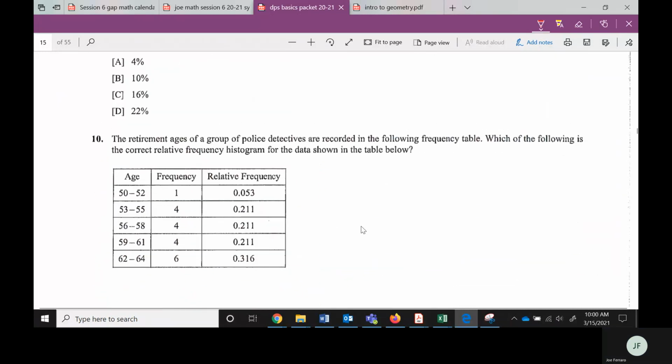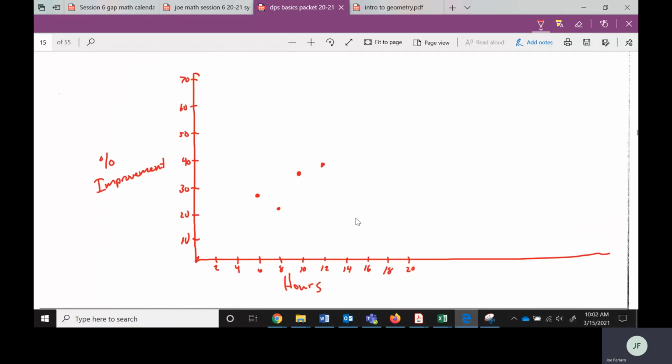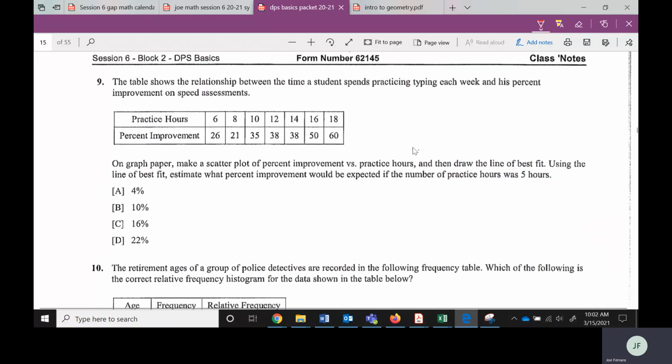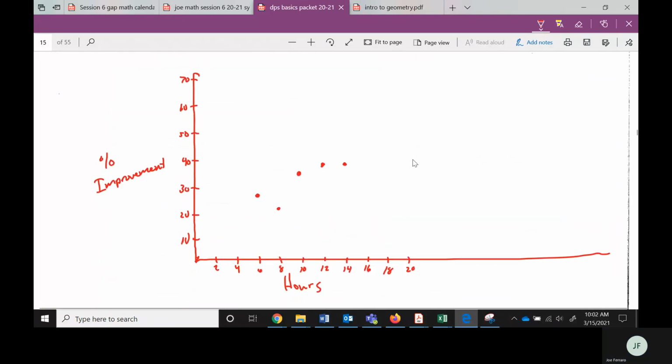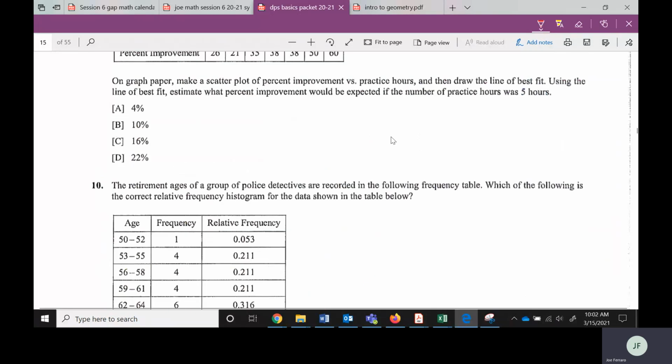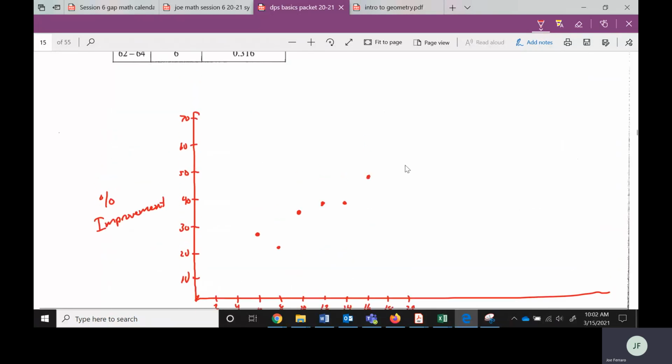14 and 38. So that's the same as the 12, but they've spent 2 more hours and got the same score. That happens. Not everyone is the same. Okay, 16 and 50. Let's say 18 and 60. Yep, 18 and 60.